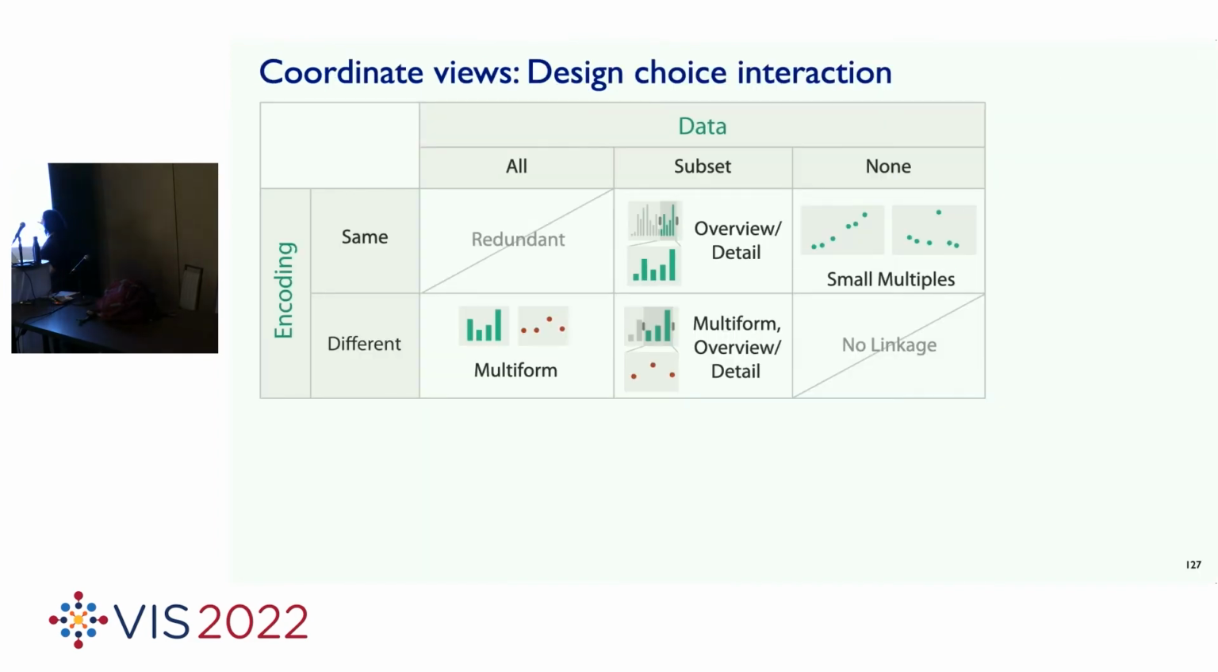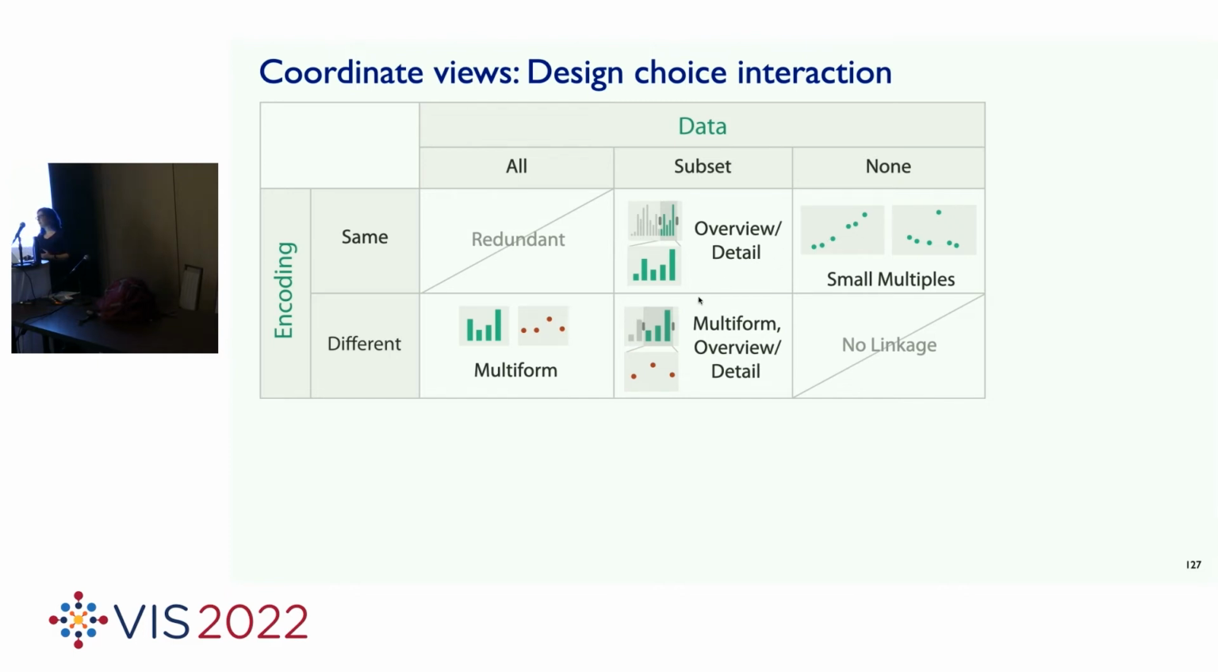So thinking about these choices, right, about how much of the data you see and whether the encoding is the same or different, it allows you to think about these possibilities. If the encoding is the same and all the data is the same, well, then those two views are just completely identical. That's less interesting. And if everything's different, then you don't have a good way to do any kind of linked highlighting.